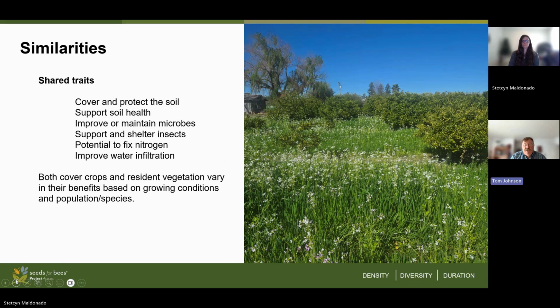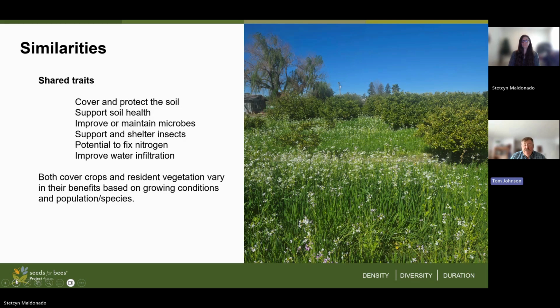So the similarities between a cover crop and resident vegetation: they both cover and protect the soil surface. They both support soil health by improving or maintaining the microbial activity that is in the field at the time. They will both support and shelter insects, beneficial and otherwise. They have potential to fix nitrogen, depending on what's growing out there.